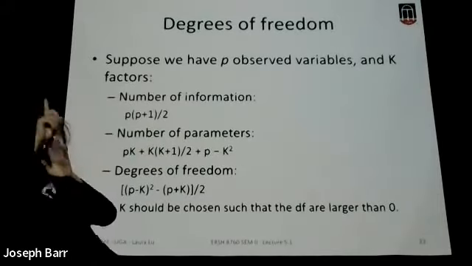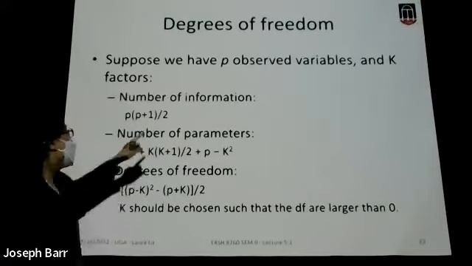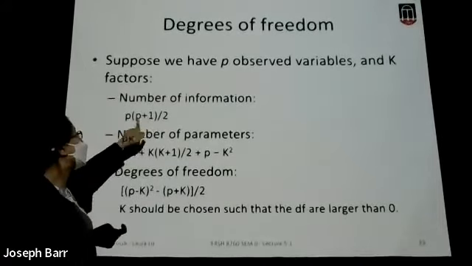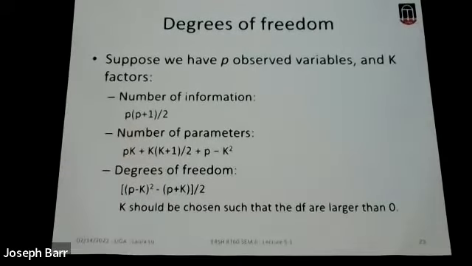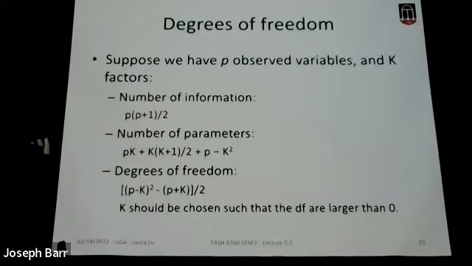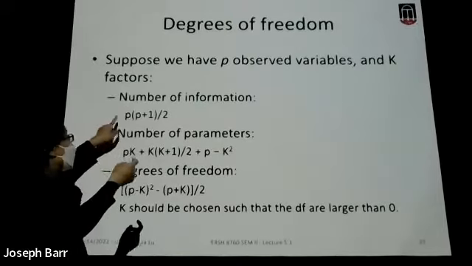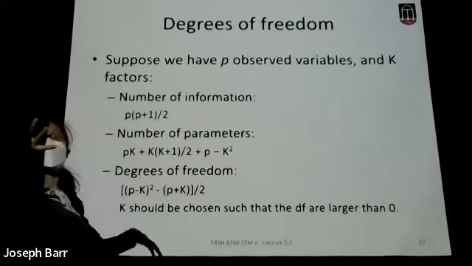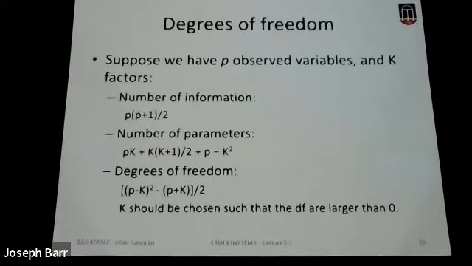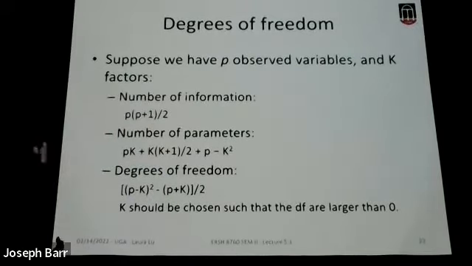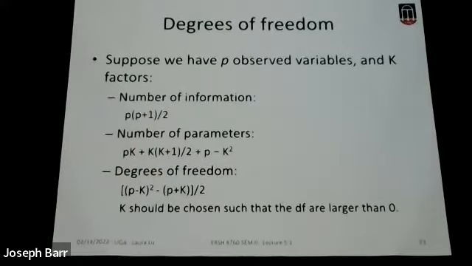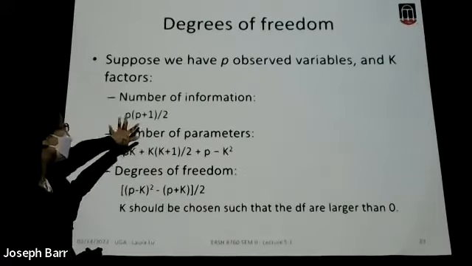If P is 1, if we only have one variable X, then 1 times 2 divided by 2 is 1. So we only have one piece of information, which is the variance of that variable. If P is 3, 3 times 4 divided by 2 is 6. We have 6 pieces of information available. With variables X, Y, Z, we have variance of X, variance of Y, variance of Z, covariance between X and Y, between X and Z, and between Y and Z. That's the maximum number of information we can use.